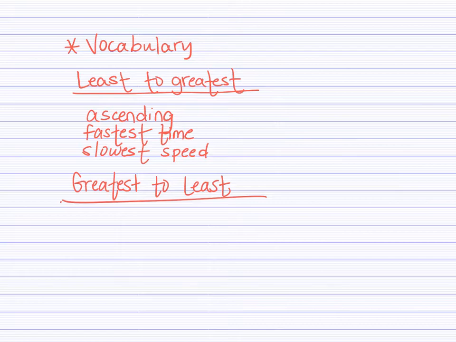And some words that would indicate greatest to least are words like descending. If you're putting numbers in descending order, it means going down. So that would be starting at the top and working your way down, so from greatest to least. Or the slowest time. Think about that. If someone is running a race and they were the slowest person in the race, then that means that they had the greatest time. So the slowest time or fastest speed.